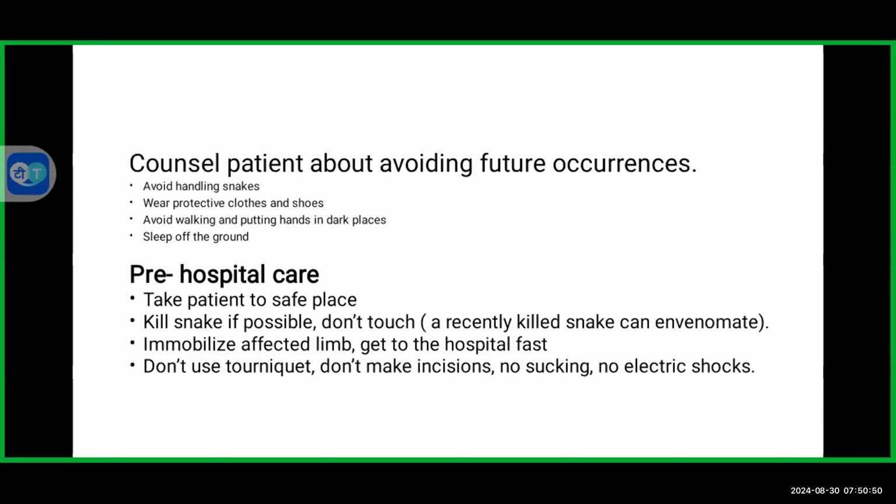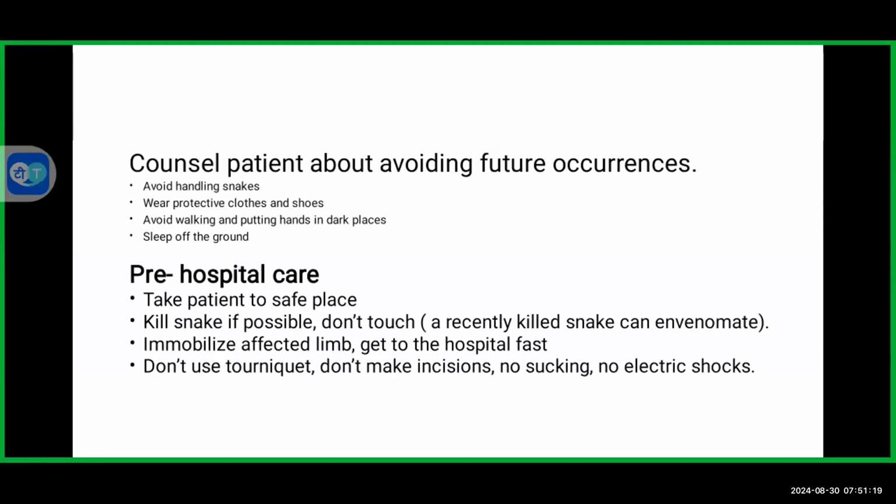And then before you discharge patients, it's good to counsel them about avoiding future occurrences. For this patient who is a farmer and is at risk, he should avoid handling snakes or trying to kill the snake. They should wear protective clothing and shoes, maybe boots, when they're walking around. They should avoid putting hands in dark places. And if they have to sleep outside, they should sleep off the ground.